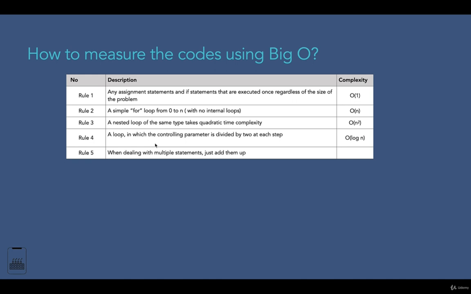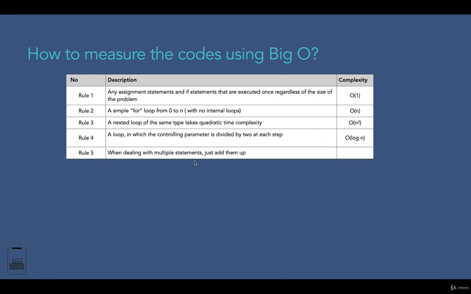Now the fourth rule is a loop in which we are controlling parameters is divided by 2 at each step, then it will take O log n time complexity. This means that in this case, we are not looping through all elements of the given object. So we are looping through only some elements of the object. So that's why it will take O log n time complexity.